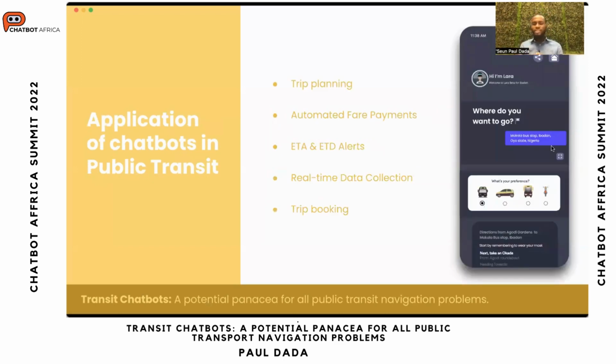Now the next one. Now we're looking at the application of chatbots in public transit. We are going to be looking at how these are some of the ways chatbots attempt to solve some of these problems that we already pointed out.